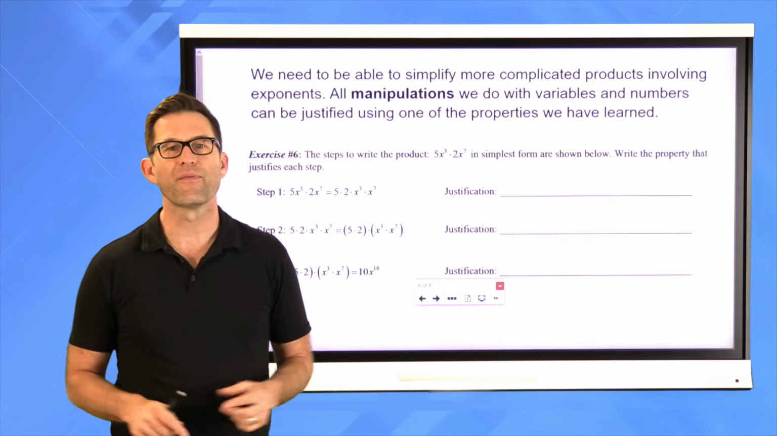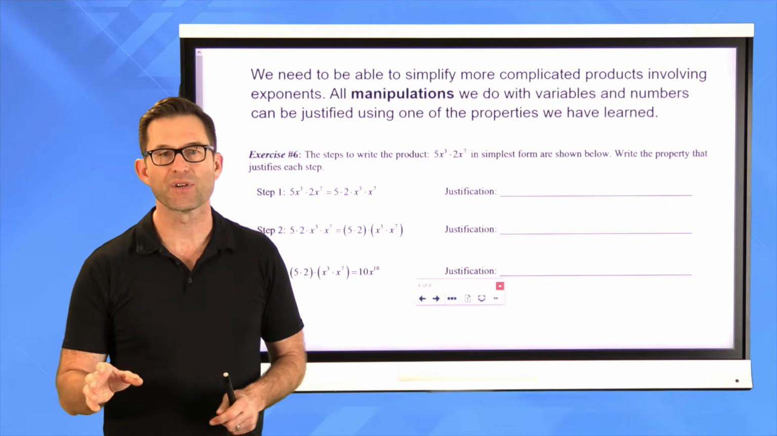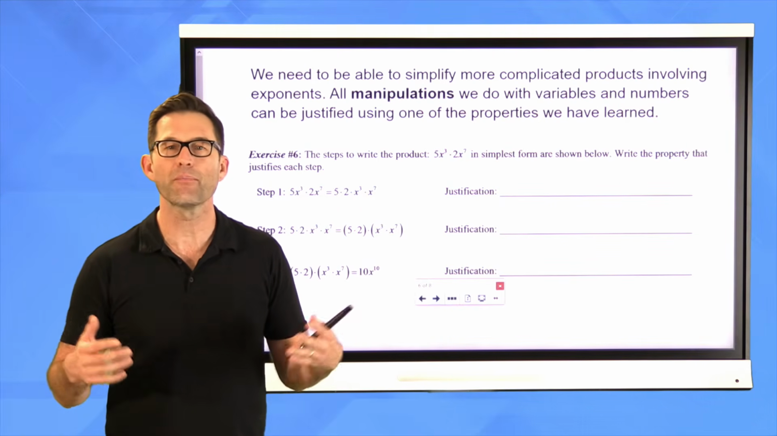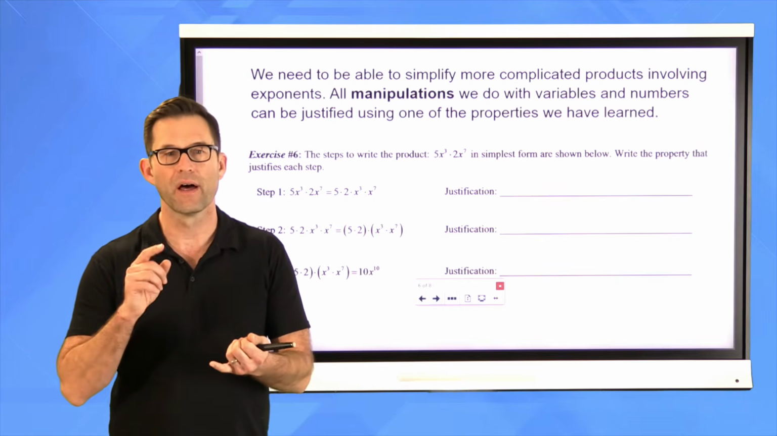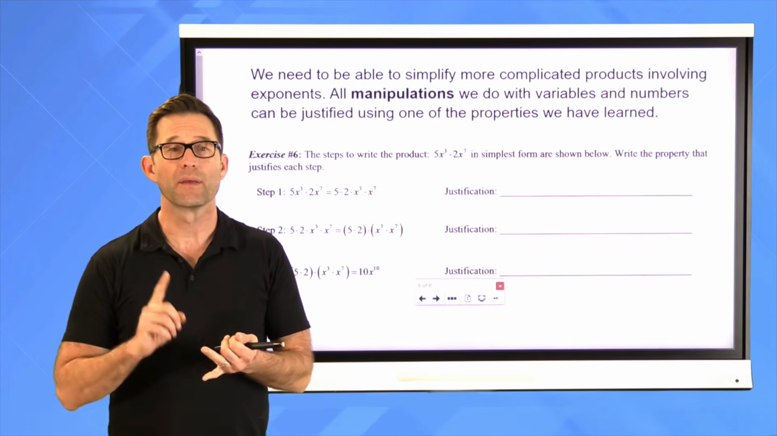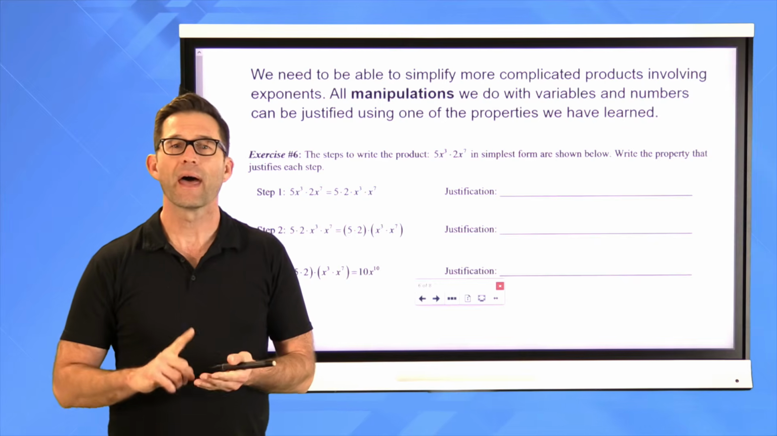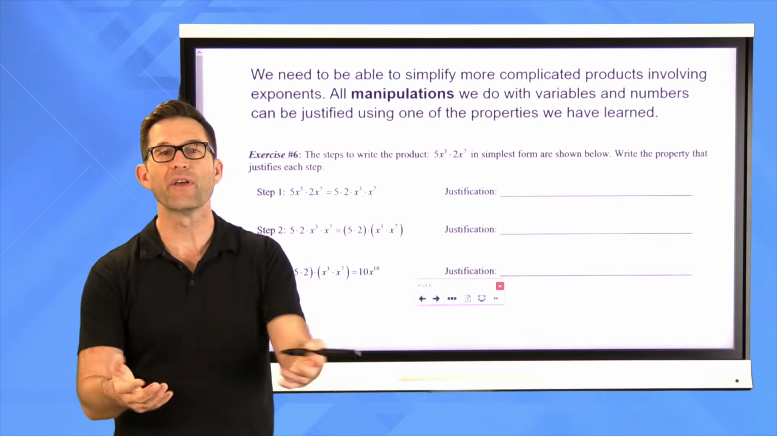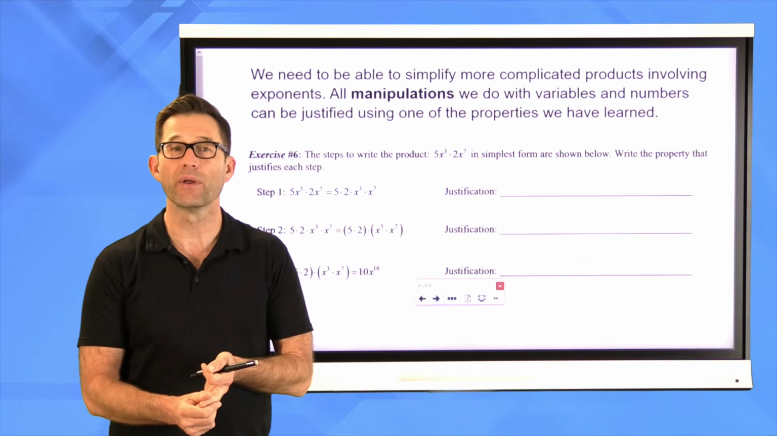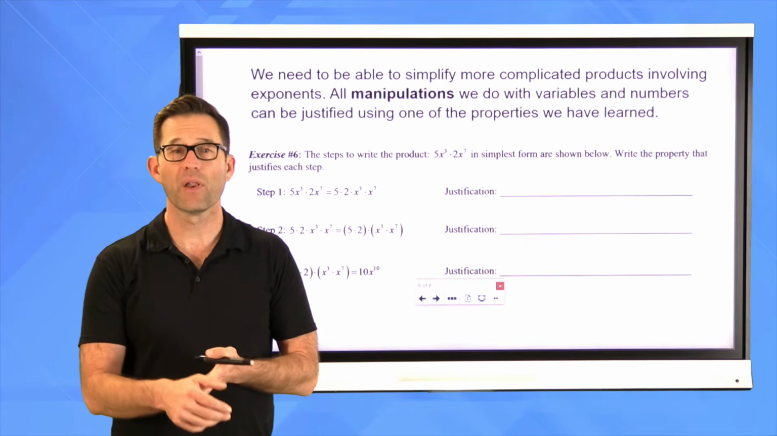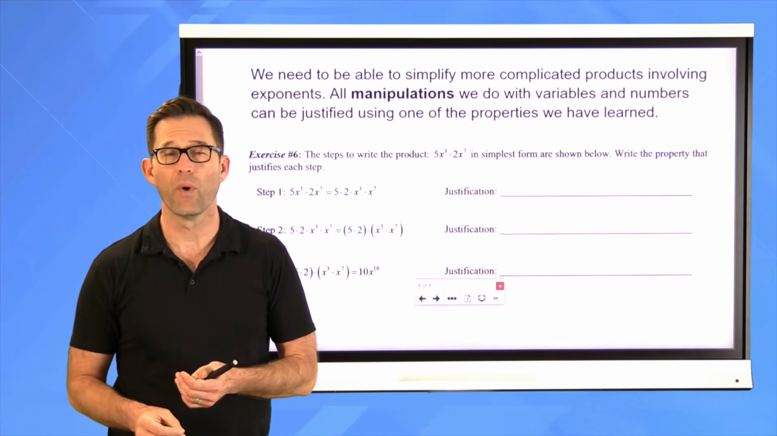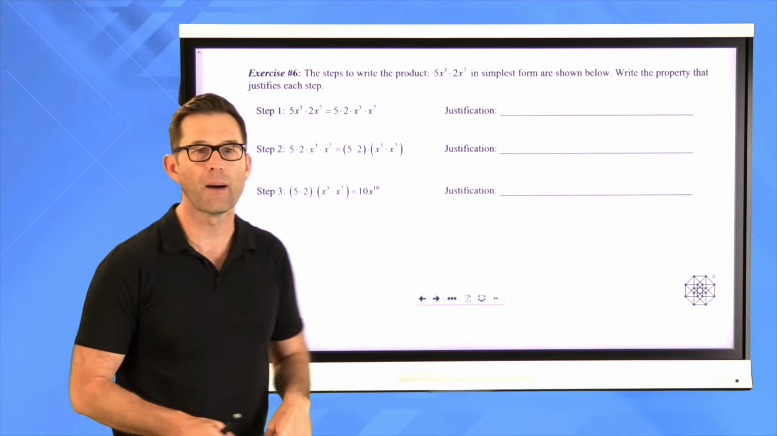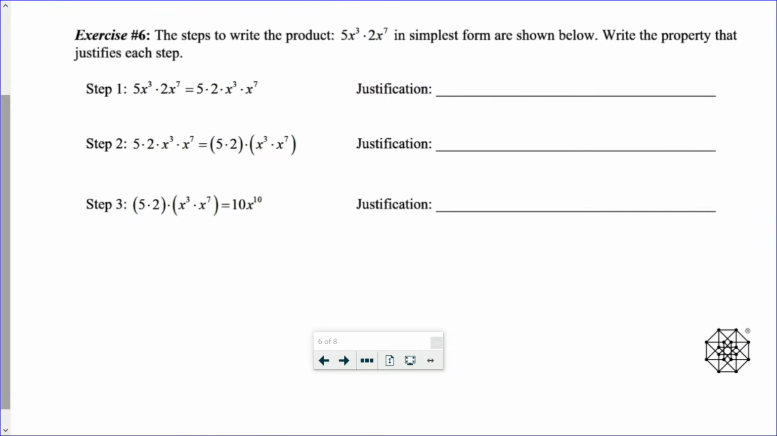Now, we want to be able to simplify more complicated products that involve exponents. All the manipulations we do with variables and numbers can be justified using one of the properties we've learned. Remember, we've learned things like the associative property, the commutative property, the distributive property, and I'm going to even throw in the exponent property number 1. We now have sort of like 3 things we're working with. Those 3 properties of real numbers with addition and multiplication, plus we've got the exponent property number 1. So let's take a look at exercise number 6, where we simplify a more complicated product.